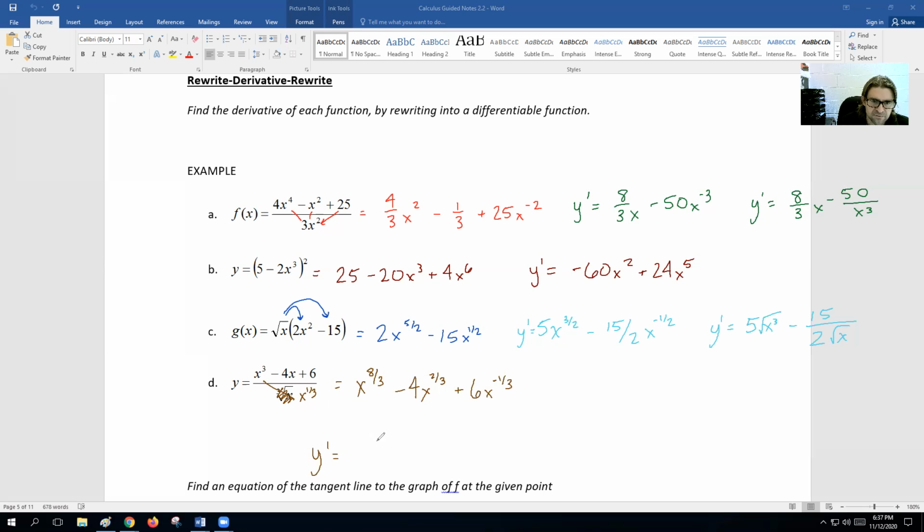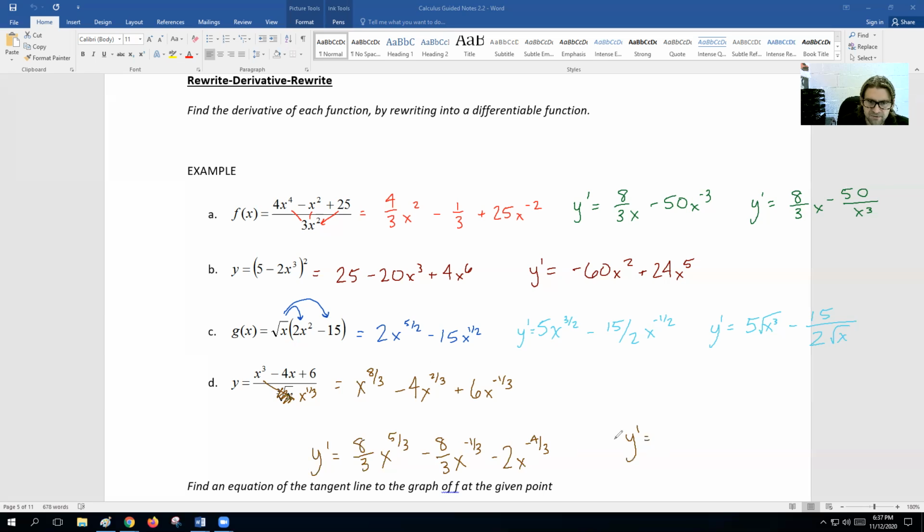So let's find the derivative. Just doing the power rule. 8/3 times 1 is 8/3, x to the, drop it down 1, 5/3. Minus 4 times 2/3 would be 8/3. Wow. X to the, drop it down 1, negative 1/3 power. And then 6 times negative 1/3 would be negative 2, x to the, drop it down 1, negative 4/3 power.